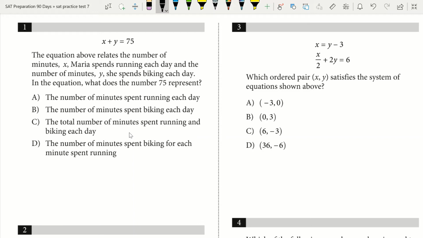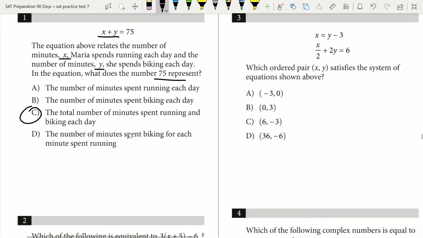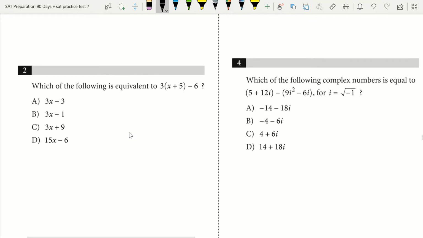The equation above relates the number of minutes x Maria spends running each day to the number of minutes y she spends biking each day. What does the number 75 represent? That's the total number of minutes she spends running and biking each day. Which of the following is equivalent to 3x plus 5 minus 6? We distribute the 3 here and here. We get 3x plus 15 minus 6, which is 3x plus 9.